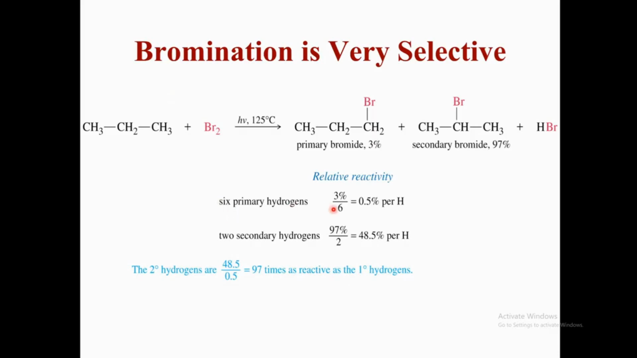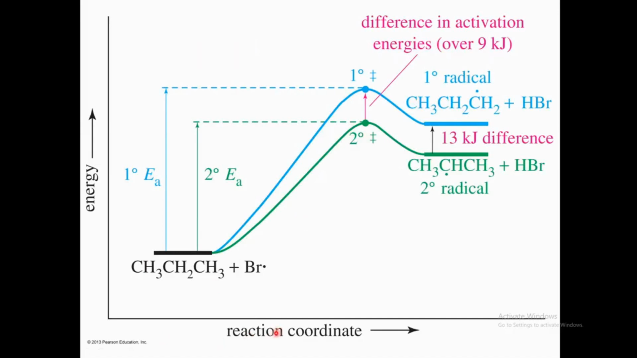There are 6 primary hydrogens, so 3% divided by 6 is 0.5% per hydrogen, the relative reactivity for primary hydrogens. In the case of the 2 secondary hydrogens, the reactivity is 97% divided by 2, which equals 48.5% per hydrogen. The 2 degree hydrogens are 48.5 divided by 0.5, which equals 97 times as reactive as the 1 degree hydrogens.